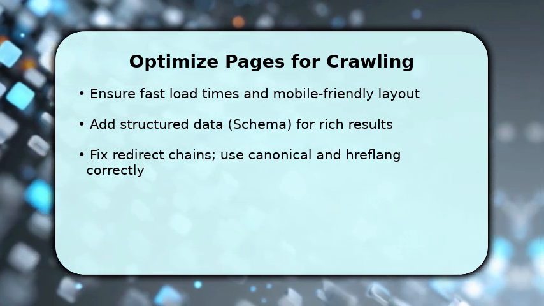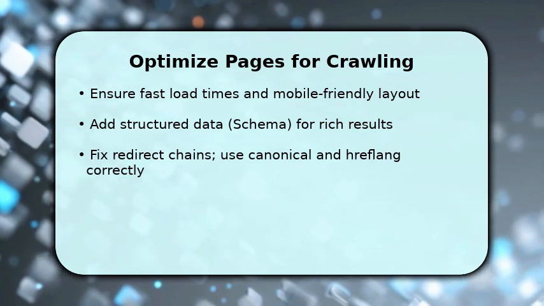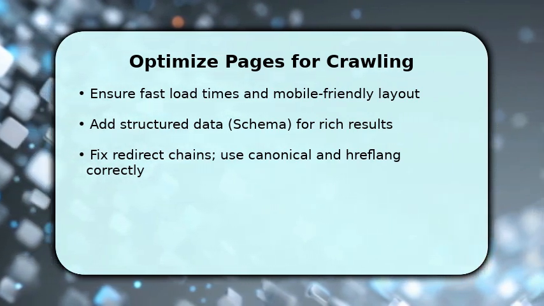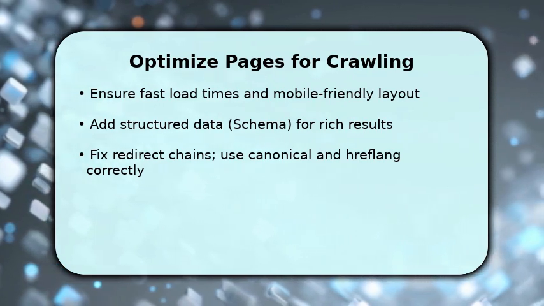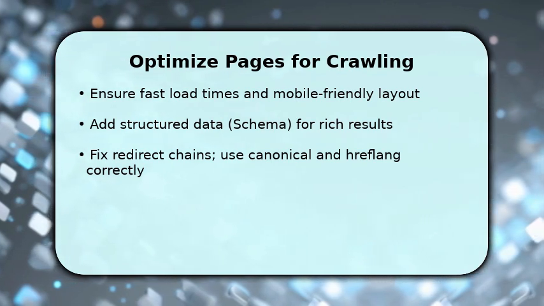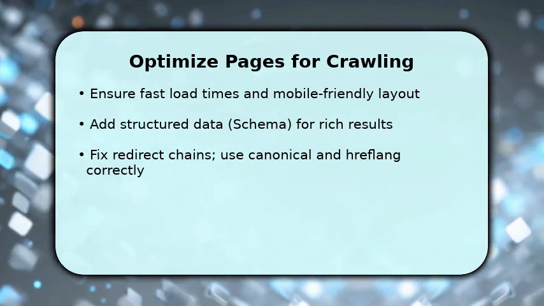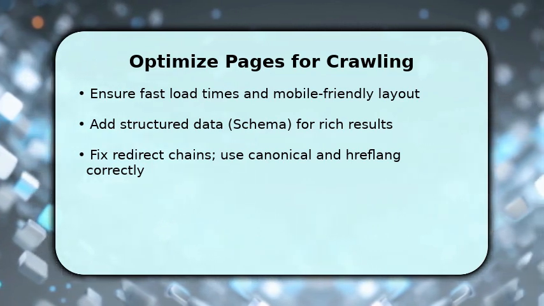Add structured data to clarify content types and improve the chance of rich snippets. Also, remove redirect chains and set canonical URLs so Bing doesn't treat duplicates as separate pages. Monitor crawl and index reports in Webmaster Tools to catch errors and adjust robots.txt or meta directives as needed.